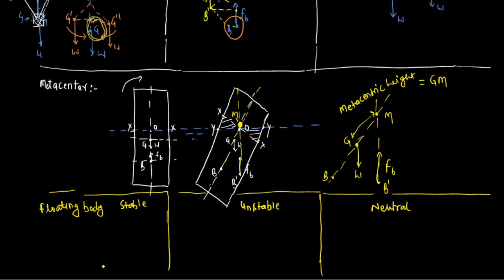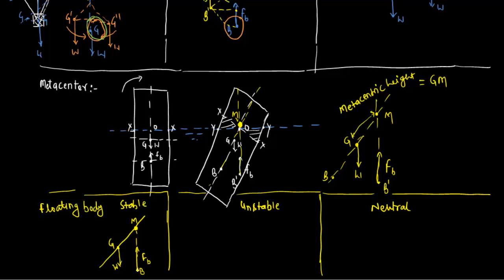How? So let's suppose this is our metacenter, this is our center of gravity, so the weight is acting over here, and from this side this is the buoyant force acting here, this is the center of buoyancy. So this is our center of buoyancy, this is our center of gravity, and this is our metacenter. These are the points.